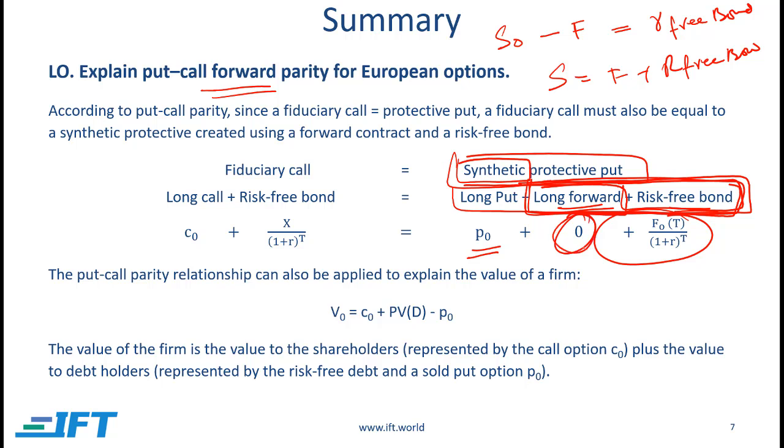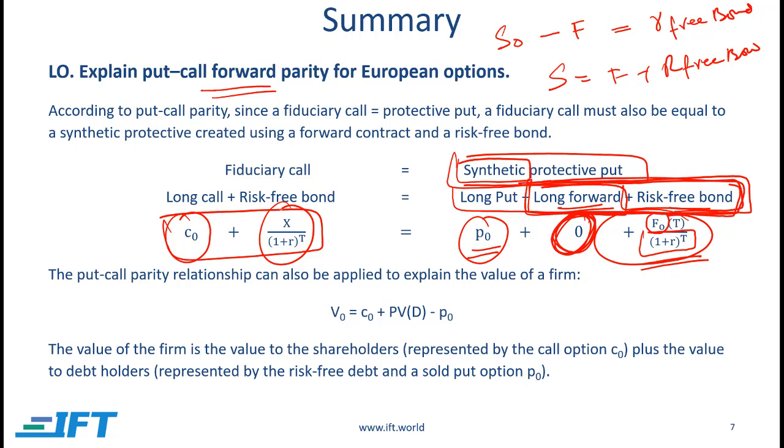which is showing 0 for a forward because the value at initiation for a forward is 0. It doesn't require any investment. However, the risk-free bond will require an investment. It's going to pay this F amount, which is the forward price, at face value at maturity, but we don't have to invest that right now. We have to discount it back to today to calculate exactly how much we have to invest. That is why you see it is divided by 1 plus r to the power t, and you add it to the value of the put, and this equals a fiduciary call, which is the call option plus the risk-free bond with the face value of X, which is the strike price for both these long call and long put options.